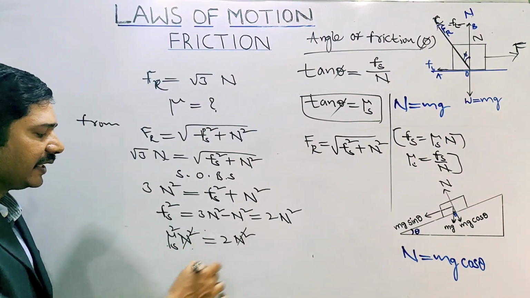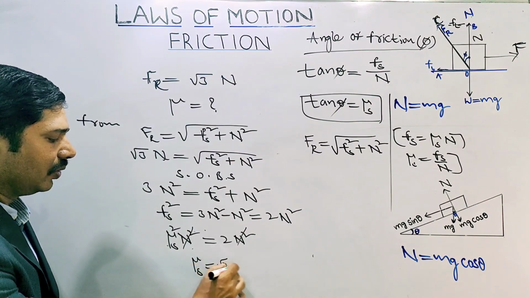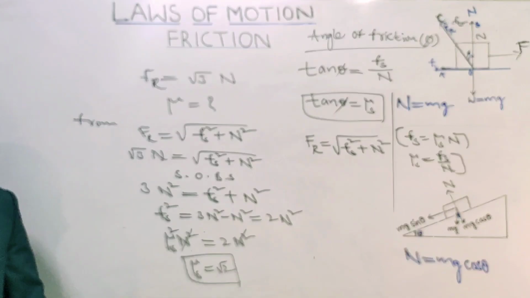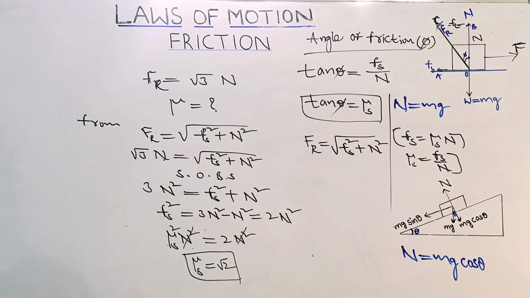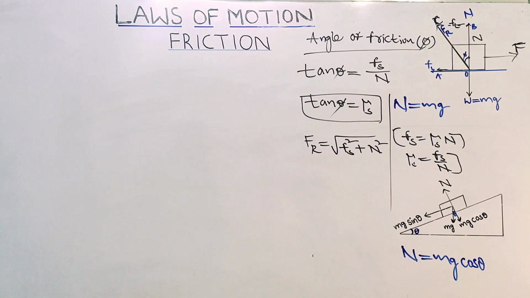Here n square cancels, so mu s square equals 2, mu s equals root 2. So therefore the coefficient of friction is root 2, with no units. So which option is correct here? The first option only is correct. Next problem, you can check on screen.